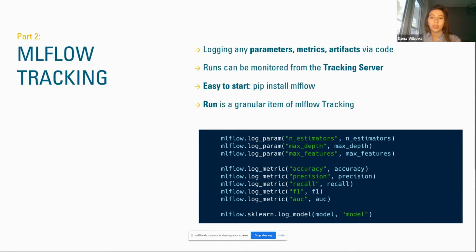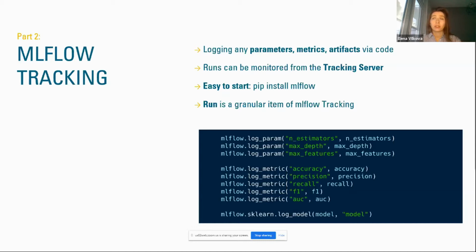The MLflow Tracking component is an API and UI for logging parameters, code versions, metrics, and output files that can be your model artifacts, for example. And when you're running your machine learning code, you can easily log all these values on your own via just a few lines of code. Actually, you can see these lines of code on the screen. That is just MLflow log parameter or log metric or log model.